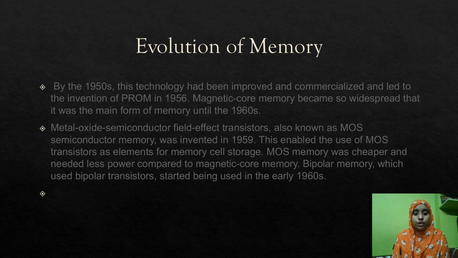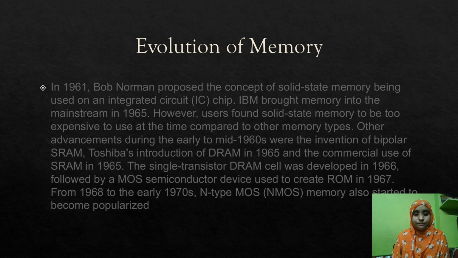Bipolar memory, which used bipolar transistors, started being used in 1960. Bob Norman in 1960 proposed the concept of solid-state memory being used in an integrated circuit chip. IBM brought memory into the mainstream in 1965. However, users found solid-state memory to be too expensive to use at the time compared to other memory types.